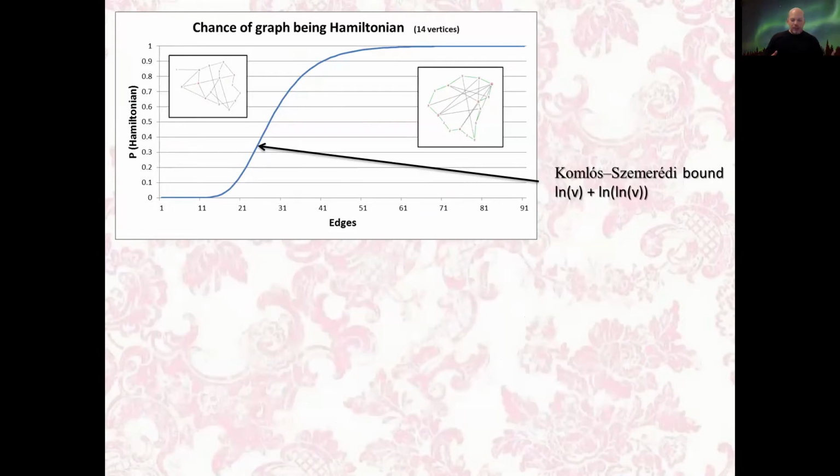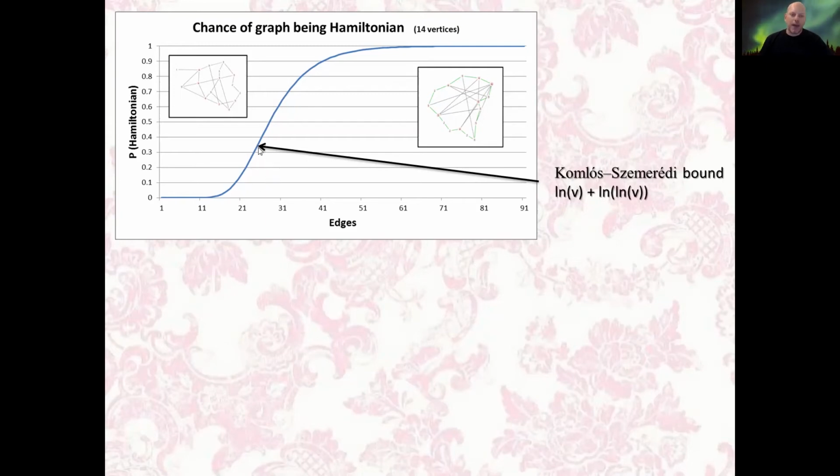So what we still need is an explanation for why those Hamiltonian bound experiments did not converge. And the answer for that also comes from this Komlós-Szemerédi bound. At least this is one answer that we came up with. It might not be the right answer. This is open for discussion, but let's see what you think of it.